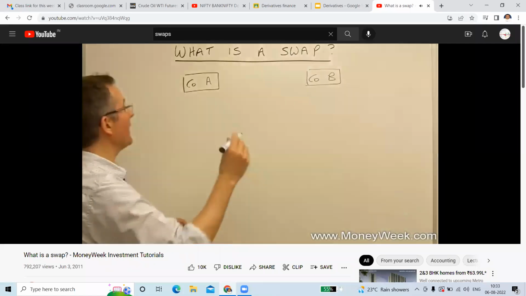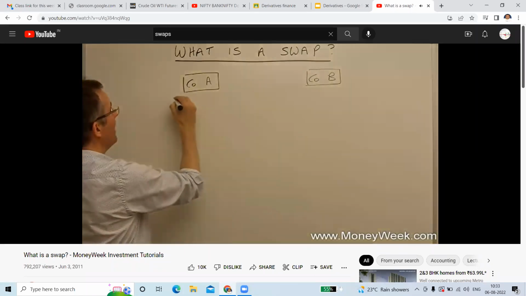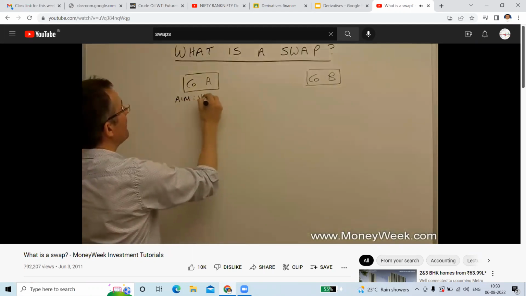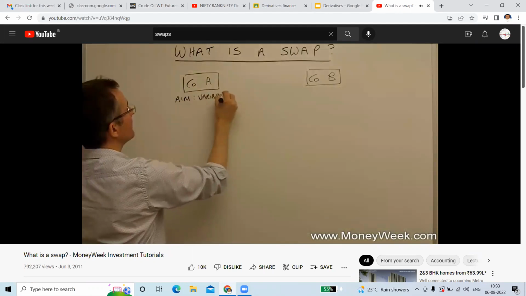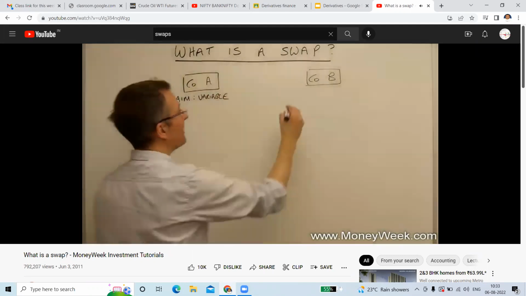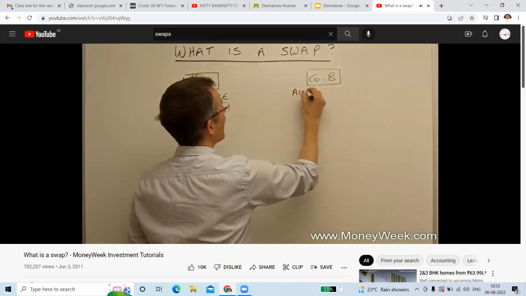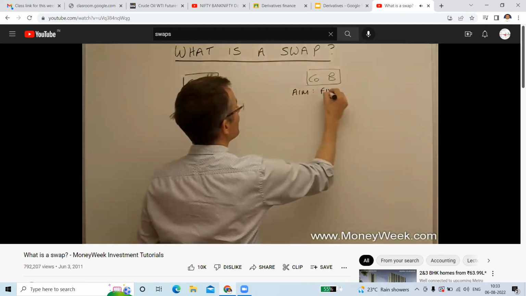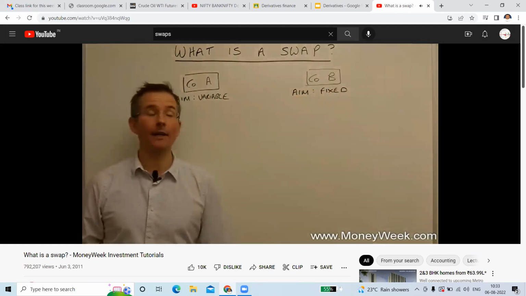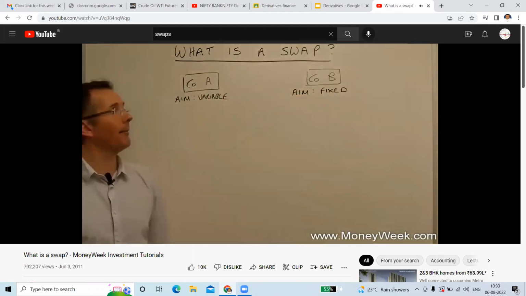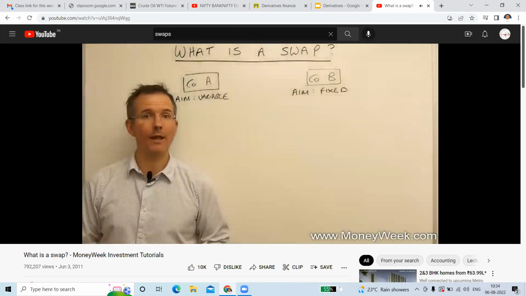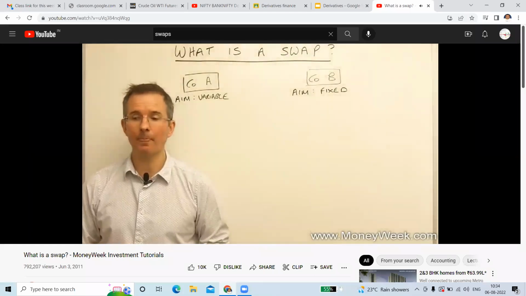So remember that Company A's aim is to pay variable interest on the money it borrows, and it's going to borrow 5 million. Company B would like to pay fixed interest on the money it borrows, and it's also going to borrow 5 million, and these two companies don't actually know each other, and we'll see how a swaps bank can improve both their lives, how a swap can help.